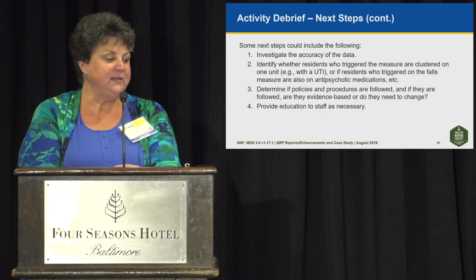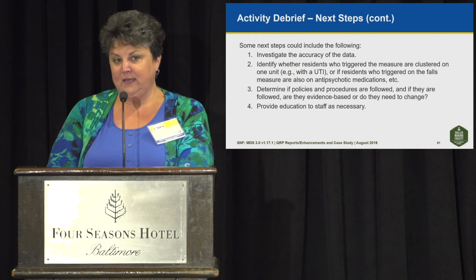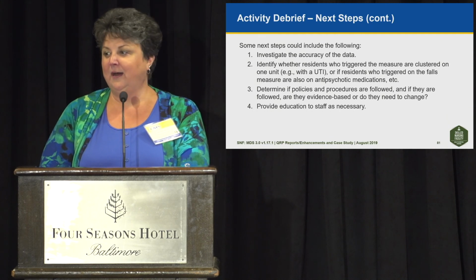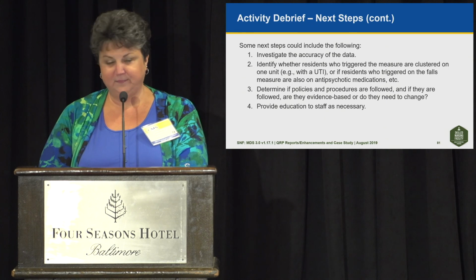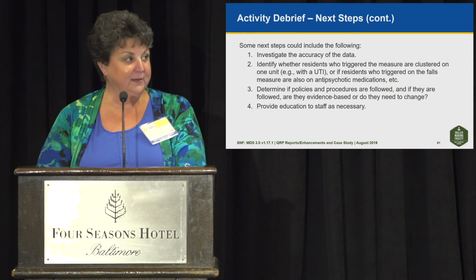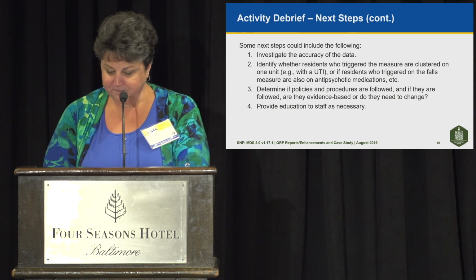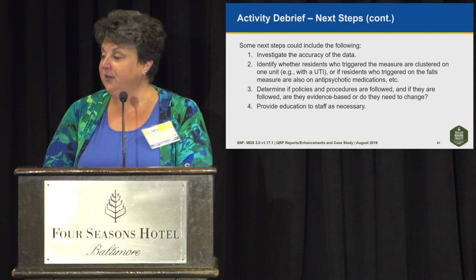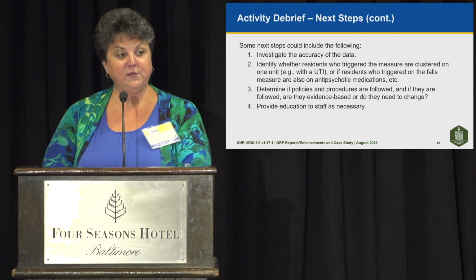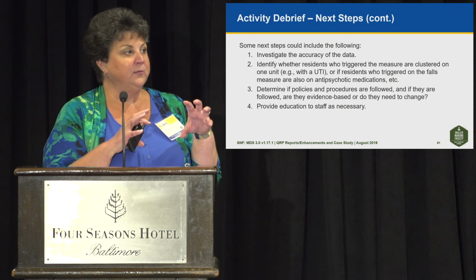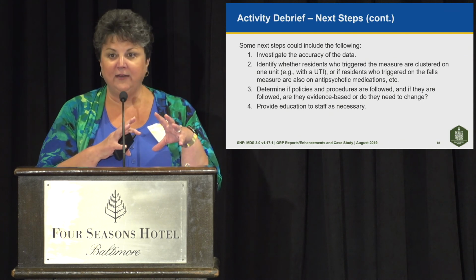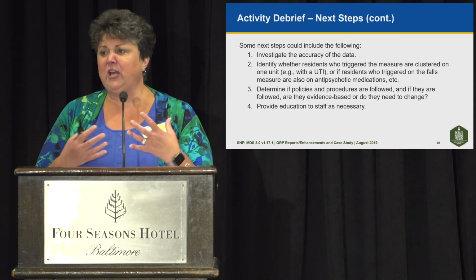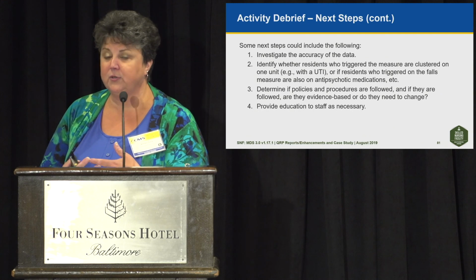The first is investigate the accuracy of the data. Wouldn't it be great if you had an MDS coding issue and not a pressure ulcer issue? Probably not that lucky, but it's worth a look. And then you identify whether the residents are clustered on all one unit. I mentioned that before. So if I'm thinking about identifying root cause here, I've got to know who are these people? Where do they live in my facility? What's changed on that unit if they're all clustered on one?